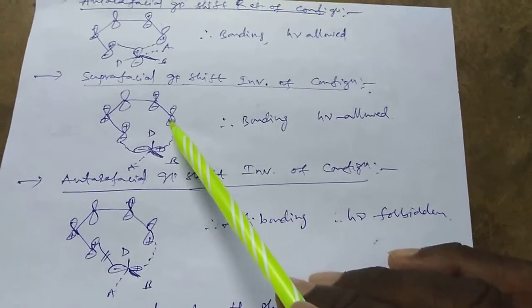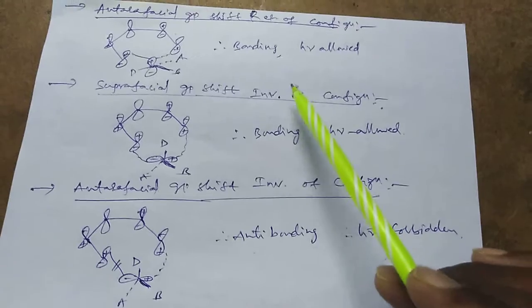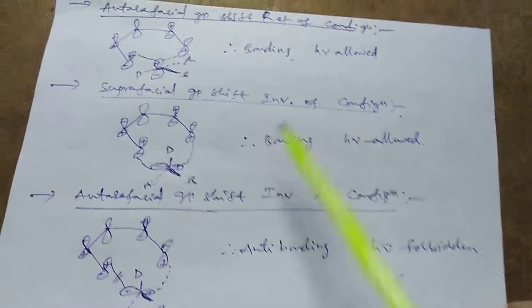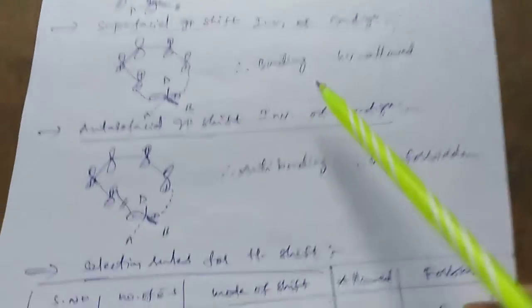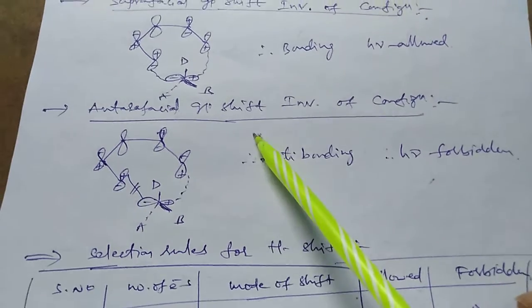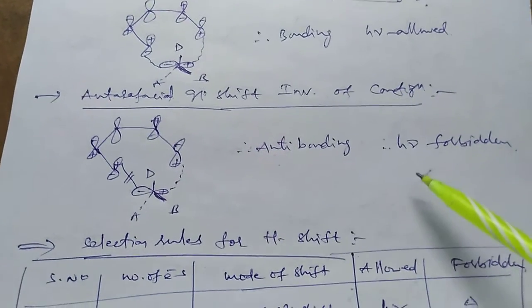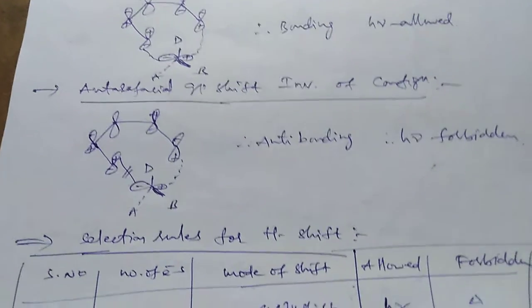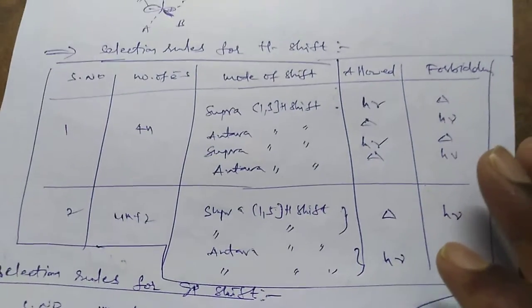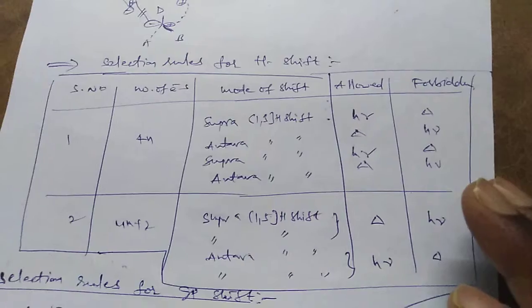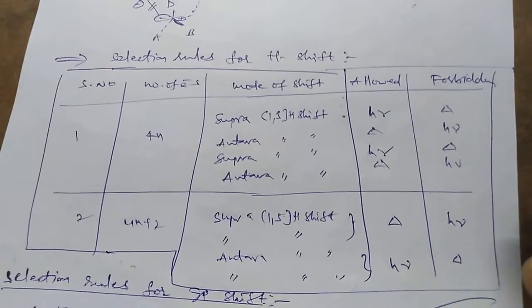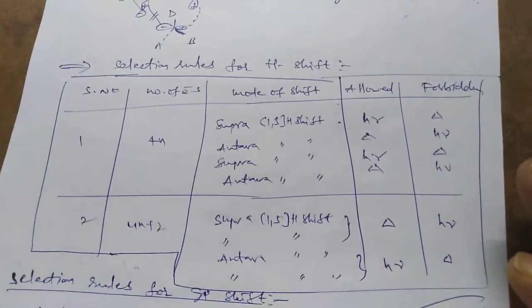Suprafacial means the same side of the lobes. Inversion of configuration, photochemically allowed. Antarafacial group shift, inversion of configuration, anti-bonding interaction is developed, photochemically forbidden. So finally we are concluding the 1,3 and 1,5 group shifts.